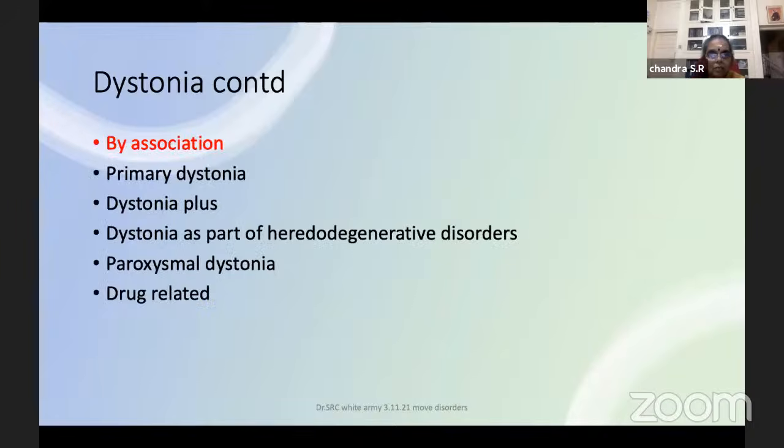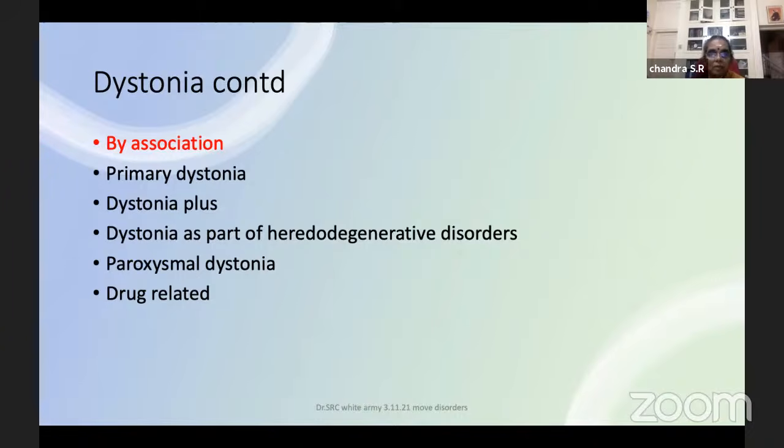And by association, we call it primary dystonia. So by whether other neurological abnormalities are present or not, it is classified as primary dystonia or dystonia plus. Primary dystonia means only dystonia. Dystonia musculorum deformans, in the olden days it was typical, now it is all DYT genes. So that is primary dystonia. Dystonia is the only abnormality, nothing else is there. Dystonia plus is dystonia plus Parkinsonism, or dystonia plus ataxia. So that is dystonia plus.